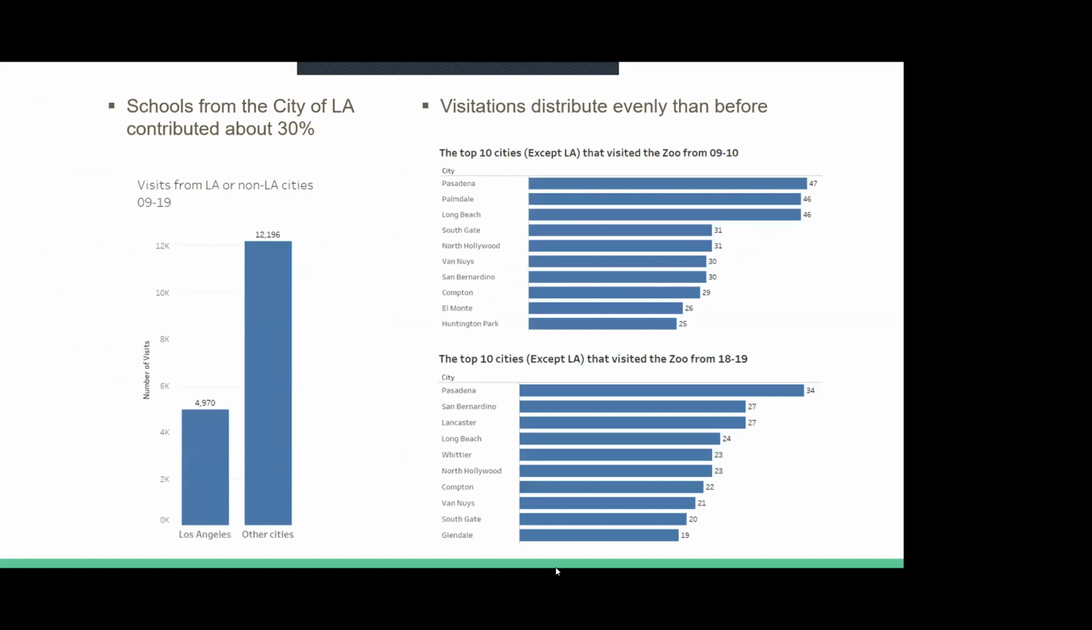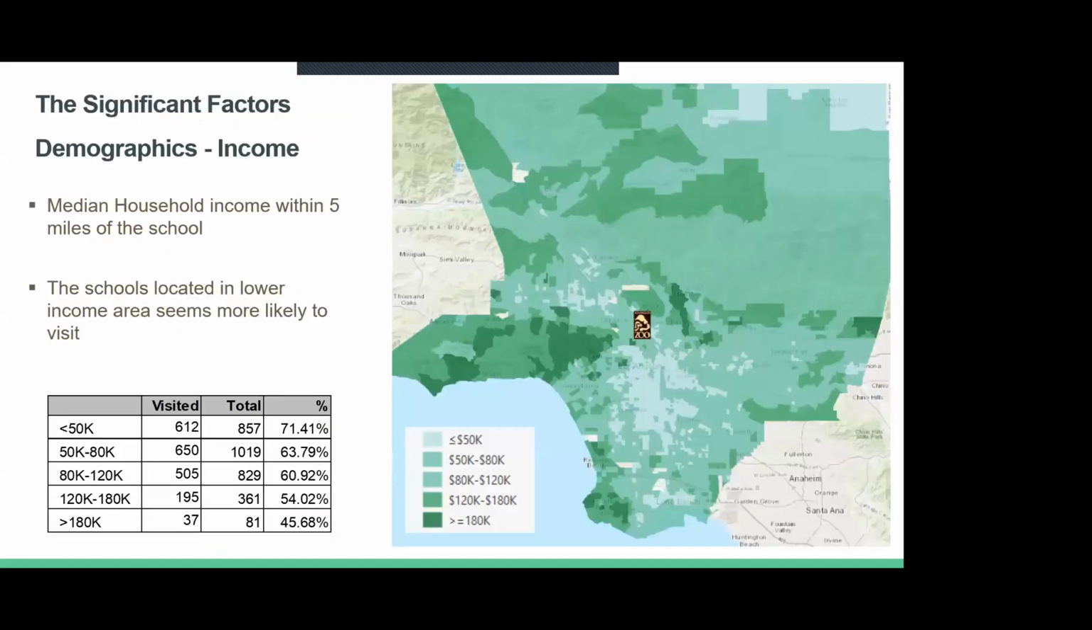Regarding the cities, the bar chart on the left shows the schools from the city of LA contributed about 30% of the total visits. The two bar charts on the right show the top 10 cities except the city of LA: where the visiting schools were located 10 years ago, compared with the recent years 2018 and 19. So we can see there are a few cities that appeared in both lists, meaning maybe the zoo has done good marketing in these areas.